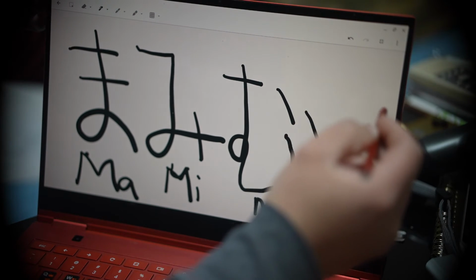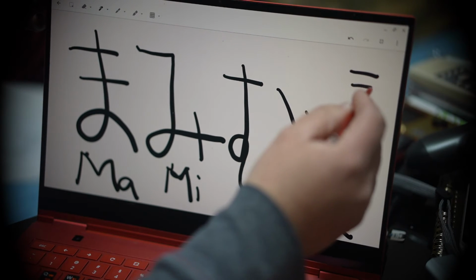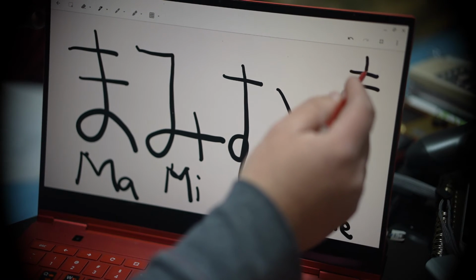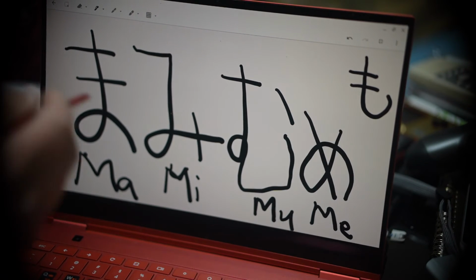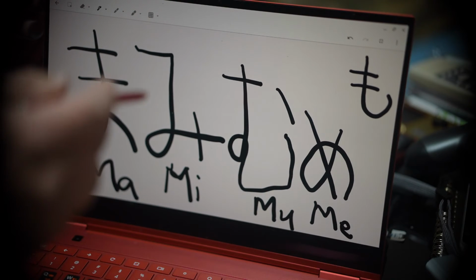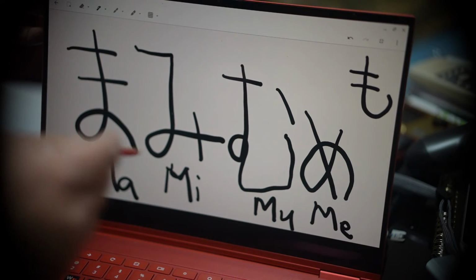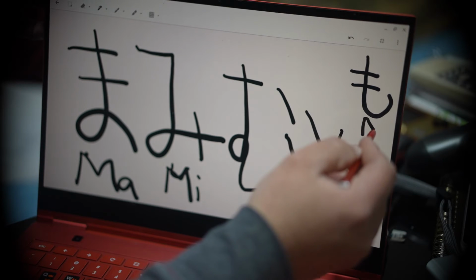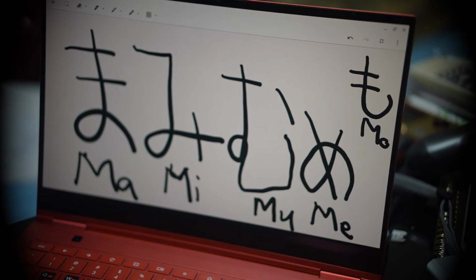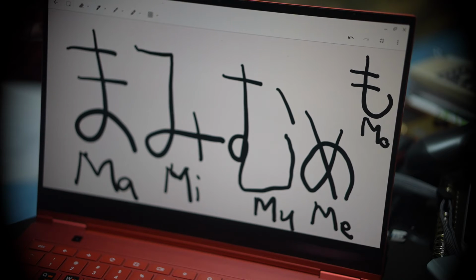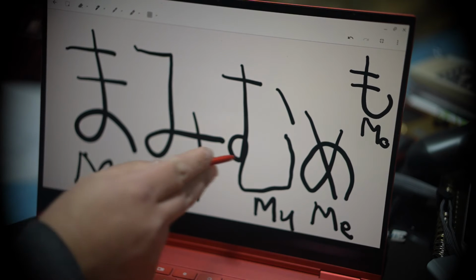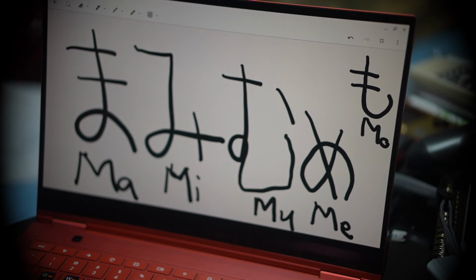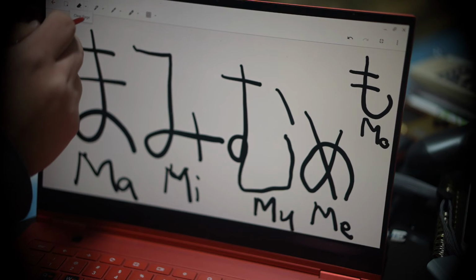Okay, so next is mo. So one, two, down and up. Mo. I think mo kind of looks like a fishing hook. That's just what I think. It's good to find pictures that these look like because it will help you a whole lot when trying to remember all of them. Pictures are great ways to remember. So ma, mi, mu, me, mo. All right, on to the next set.